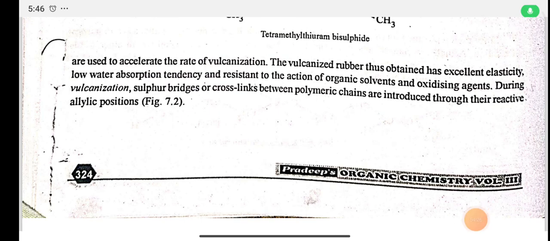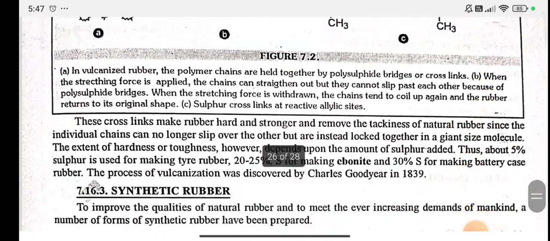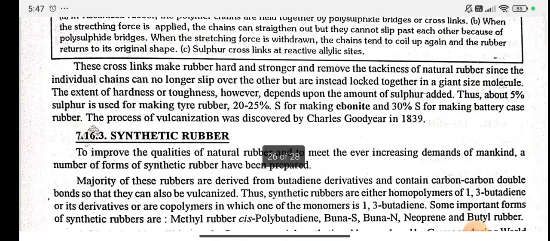The vulcanized rubber thus obtained has excellent elasticity, low water absorption tendency, and resistance to the action of organic solvents and oxidizing agents. During vulcanization, sulfur bridges are introduced as cross-links between the polymeric chains through their reactive allylic positions. The cross-links make rubber hard and stronger and remove the tackiness of natural rubber, since the individual chains can no longer slip over each other but are instead locked together in a giant-sized molecule.